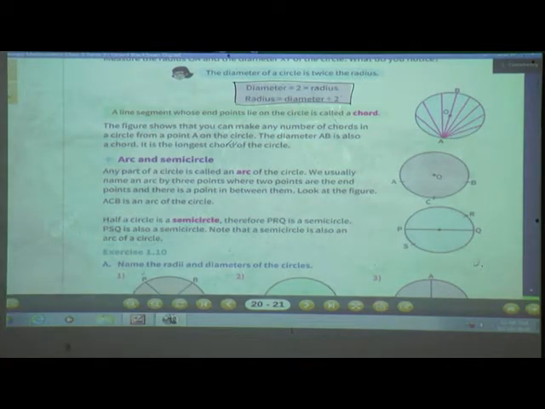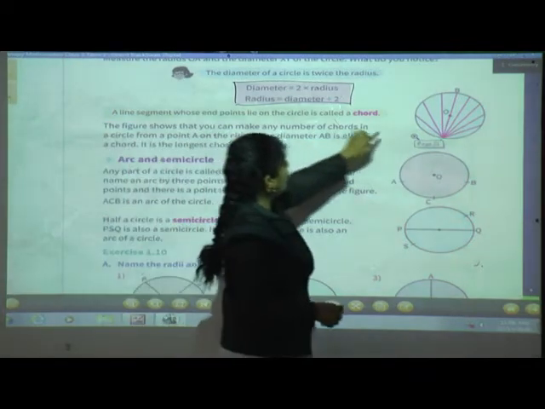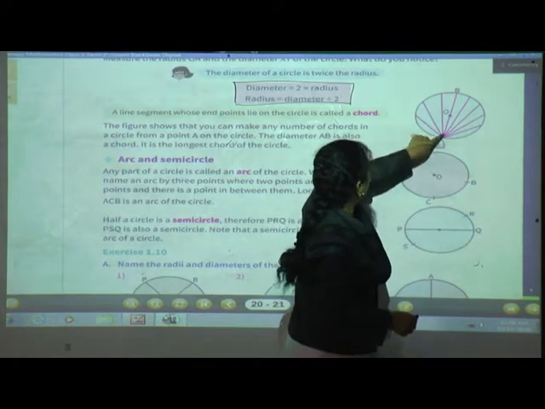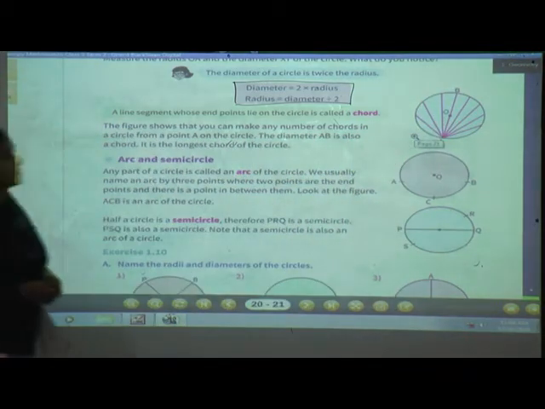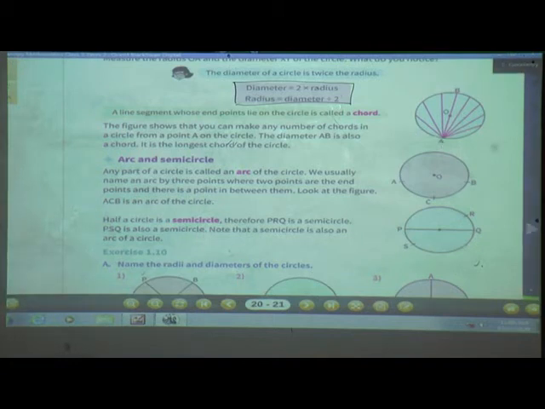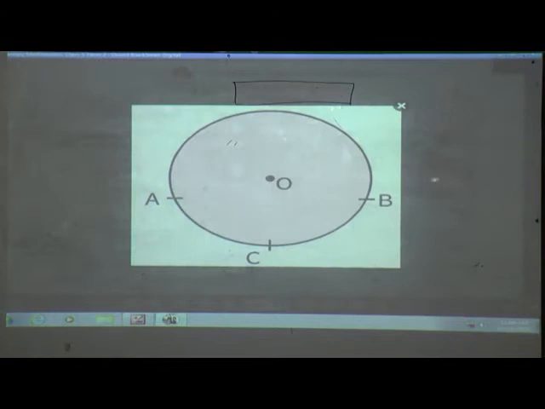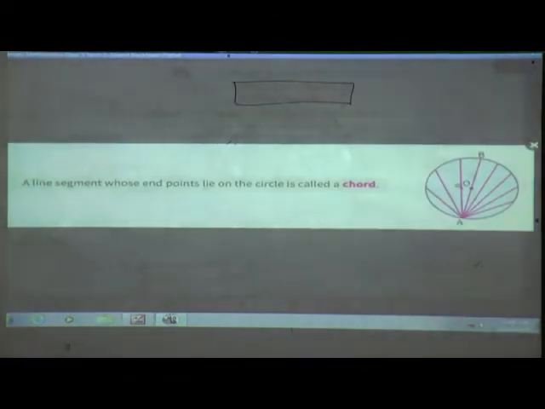Now chord. What is a chord? A line segment whose end points lie on the circle is called a chord. See here, it is called a chord. See, students, here are so many segments. The figure shows that you can make any number of chords in a circle from point A on the circle.